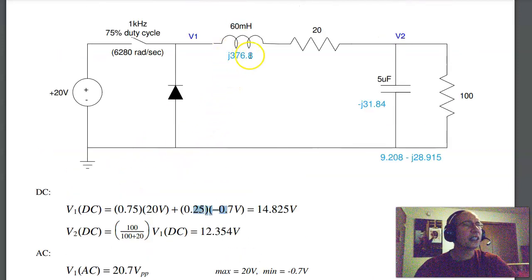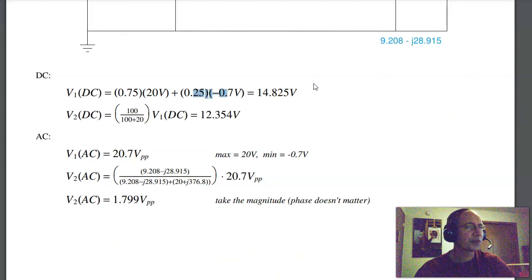The inductor at 1 kilohertz is j376 ohms, the capacitor minus j31 ohms. These in parallel is 9 minus j28. Voltage division, we've done that very many times this semester. So the AC voltage of V2 is the voltage division times the input at 1 kilohertz, which gives you the output at 1 kilohertz. So what I expect is that V2 is going to be a constant 12.35 volts with a ripple going up and down 1.799 volts peak to peak.